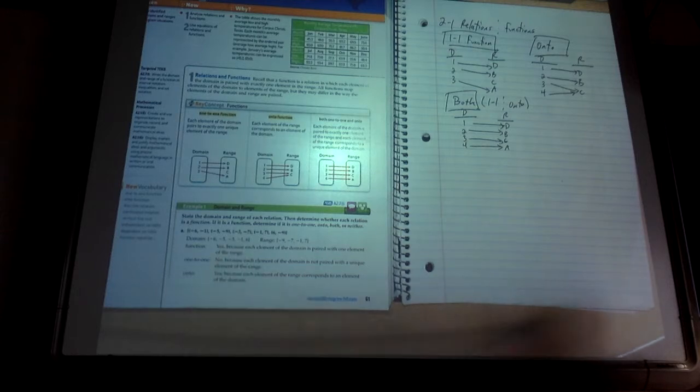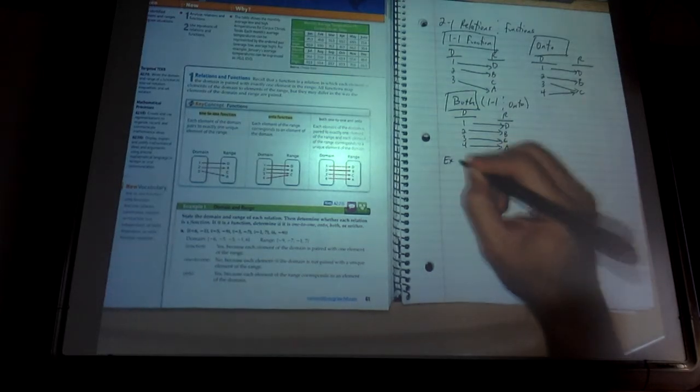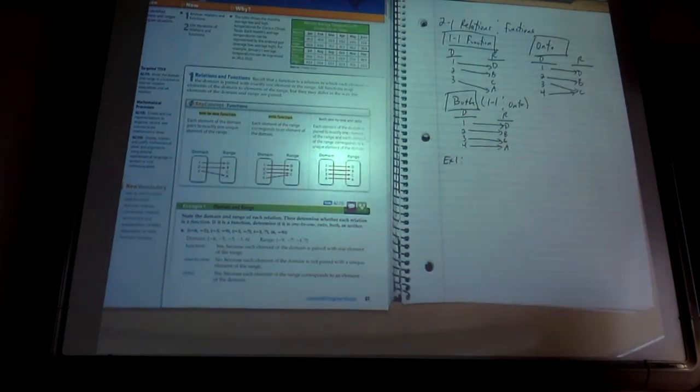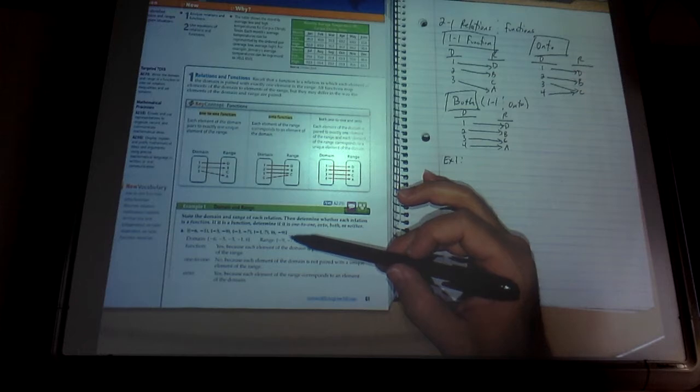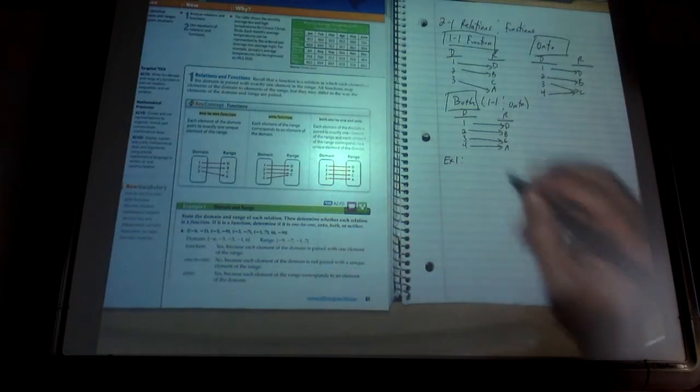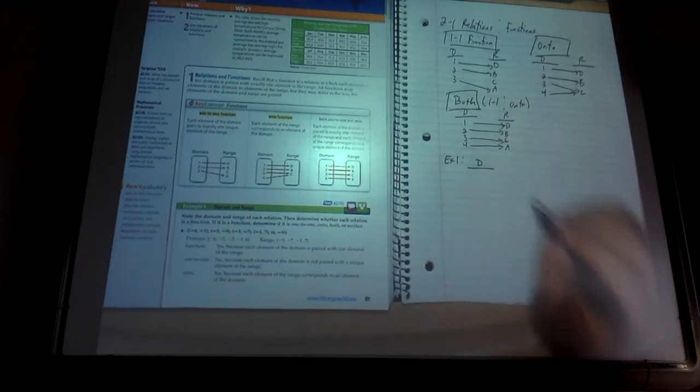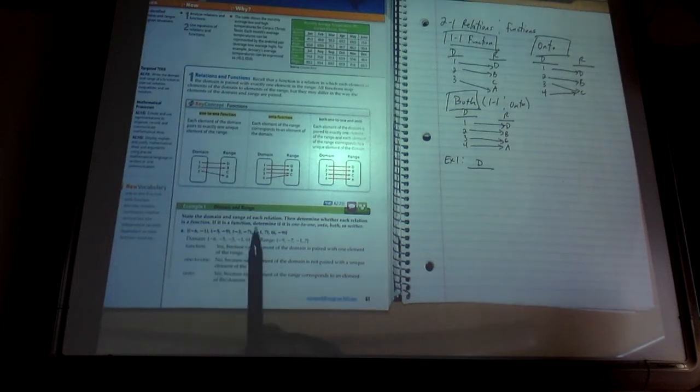All right, so let's jump down to example 1 down here. I'm going to go ahead and tell you, I like doing this as a mapping. I think it's easy to see that way. I will leave that up to you, so you can just leave it as ordered pairs, or you can write out the domain and range. I like to do it as a mapping. So here we go. We're going to find the domain and range. We're going to determine if it's a function. If it's a function, we're going to determine if it's one-to-one, onto, both, or neither.